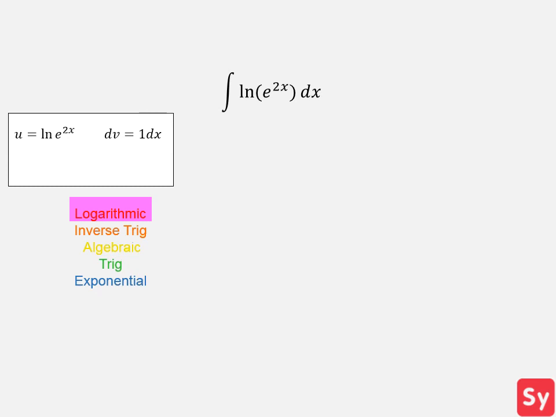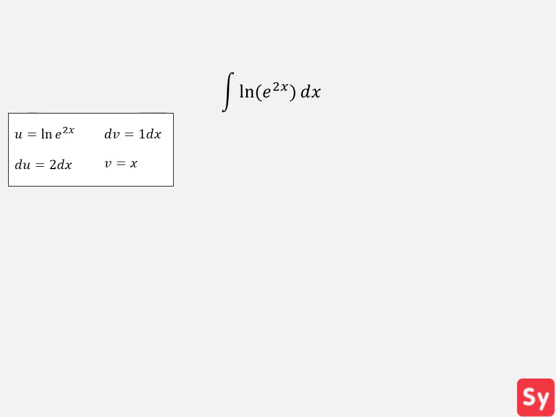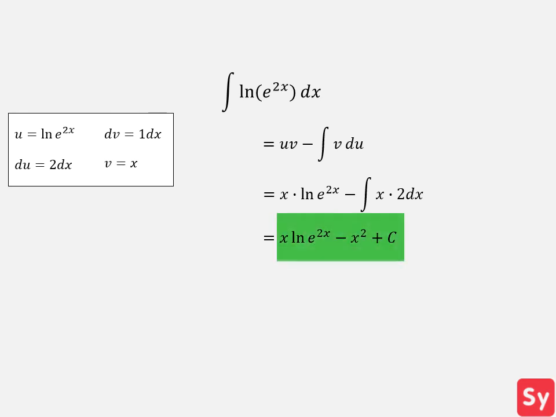Next we calculate du and v. We use the integration by parts equation and plug in the values. We then solve the simple integral of 2x dx, and we get our answer, x times ln of e to the 2x minus x squared plus c.